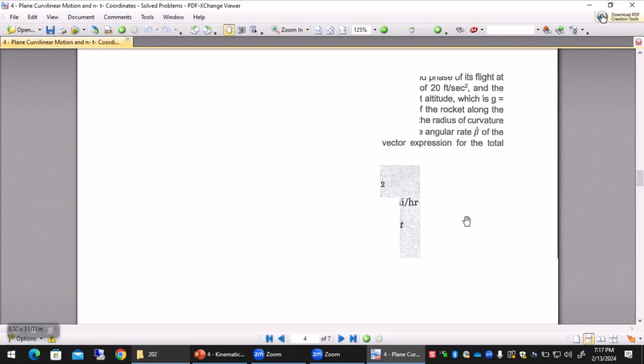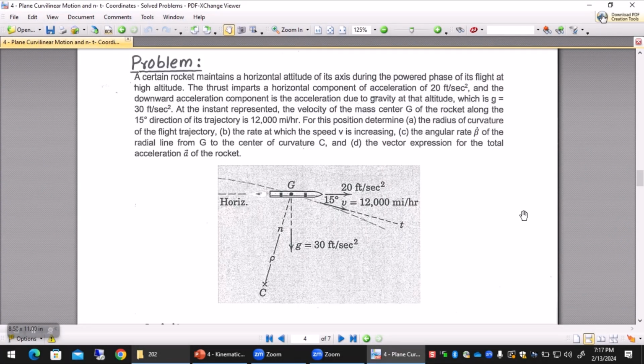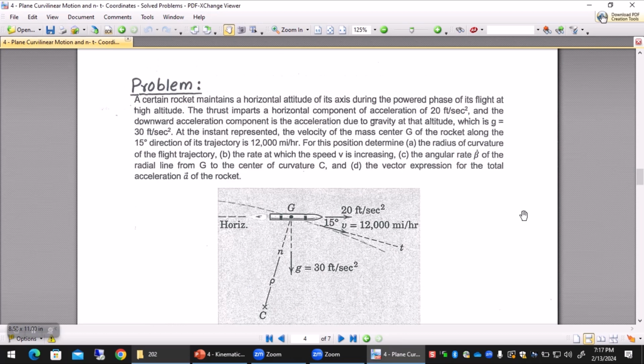It says that a certain rocket maintains a horizontal altitude of its axis during the powered phase of its flight at high altitude. The thrust imparts a horizontal component of acceleration, which is 20 feet per second squared. So the first acceleration being applied to your particle, which is the rocket in this case, is a horizontal acceleration of 20 feet per second squared, right?